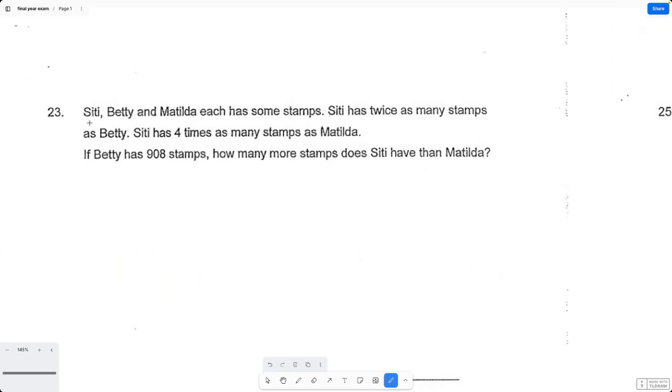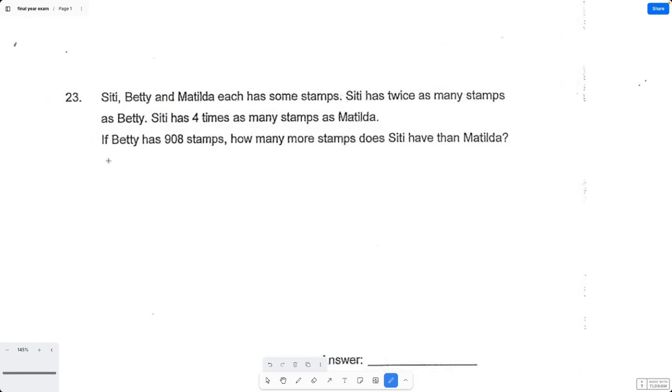Okay, question 23 says CT, Betty, and Matilda each has some stamps. CT has twice as many stamps as Betty. CT has 4 times as many stamps as Matilda. So if Betty has 908 stamps, how many more stamps does CT have than Matilda? Alright, so let's go through step by step. First sentence doesn't really matter.